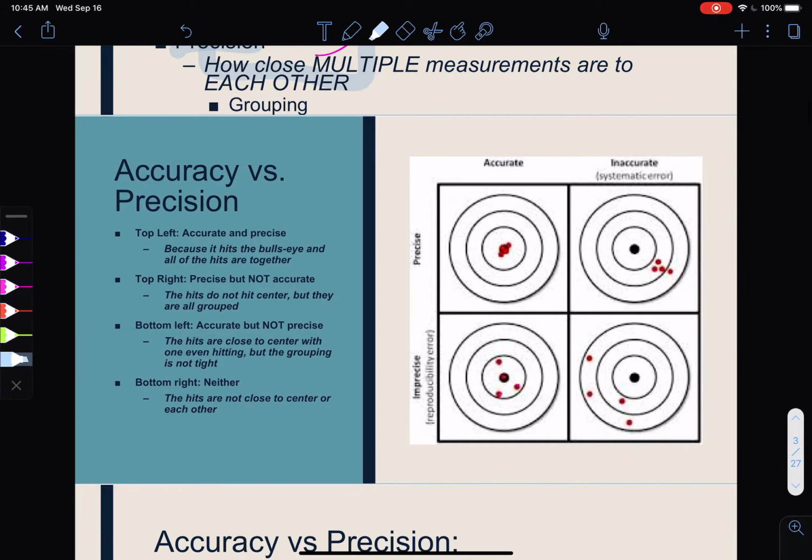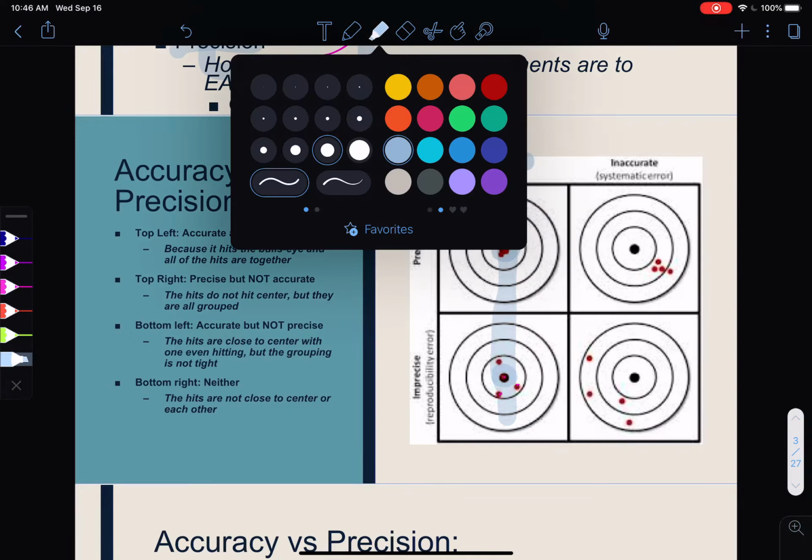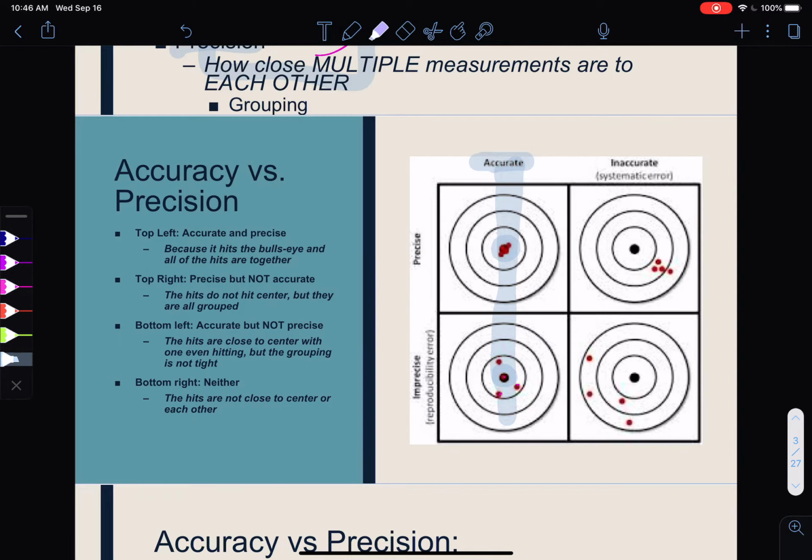So let's look at this right here. In this column right here, both of these are accurate, right? Because I hit the center at least once, all right? And then if you look in this column, these are precise. So this one is precise and accurate, whereas this one is just precise. So it can be precise without being accurate.